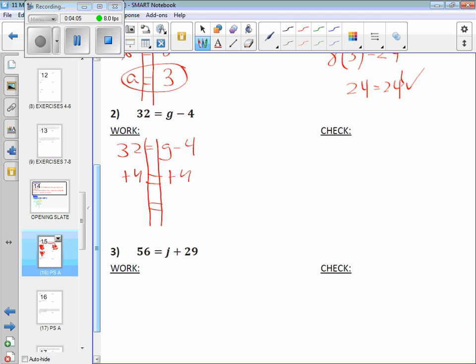How many of you added 4 to both sides? Fantastic. Good start. $36 equals J. Yeah, that's right. Now he's going to check it.